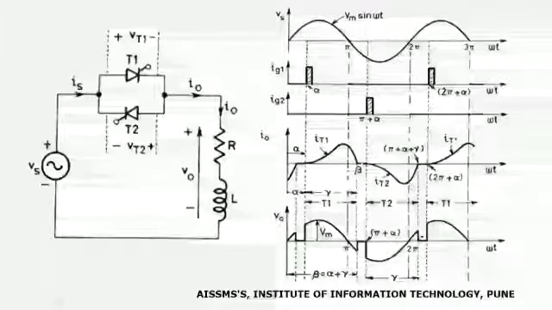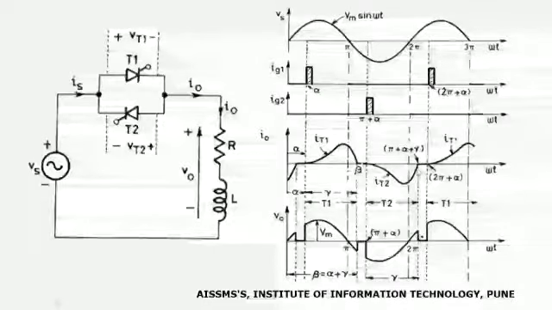So again the direction of current during this operation is reverse, but the current starts gradually decreasing, and at instant 2 pi plus beta, the current will get reduced to 0, and natural commutation will take place in T2, and T2 will get turned off. So during this operation from instant 2 pi plus beta, the voltage appearing across the load is positive.